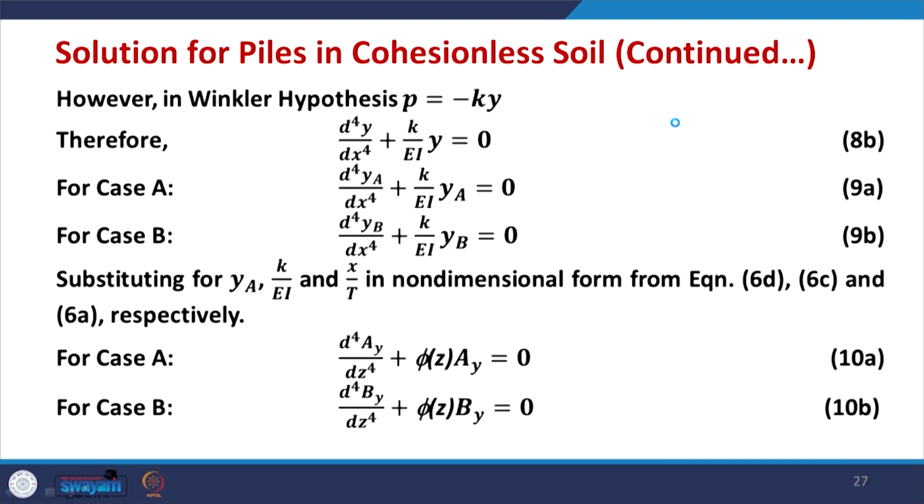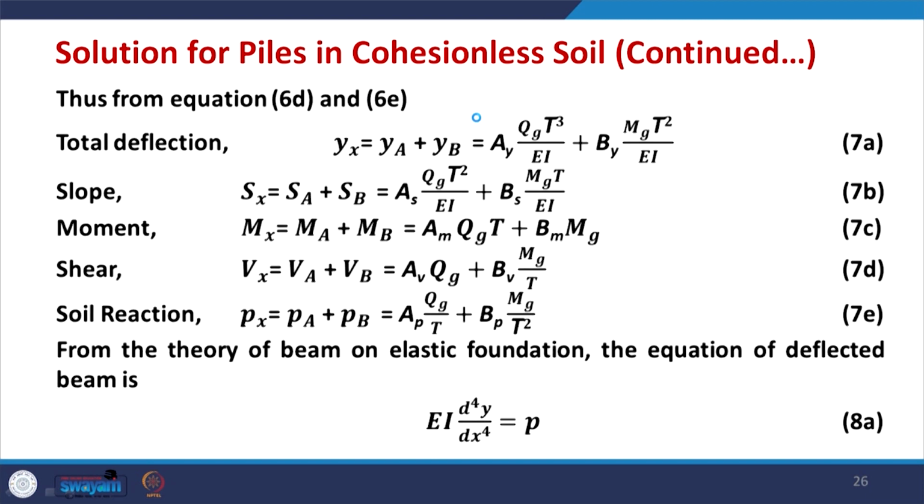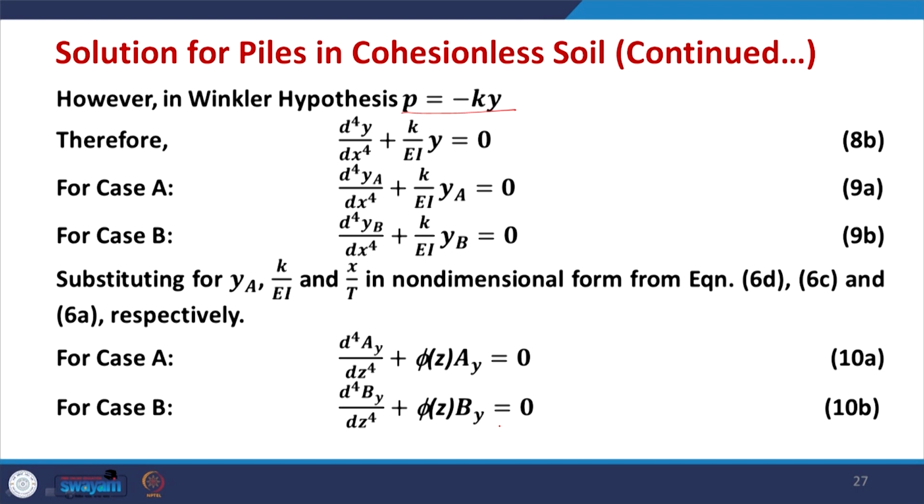However, the value of P is given by minus ky. So, P equal to minus ky, this is equation 8b, and if I put this value of P equal to minus ky in the equation 8a, then you can get here.